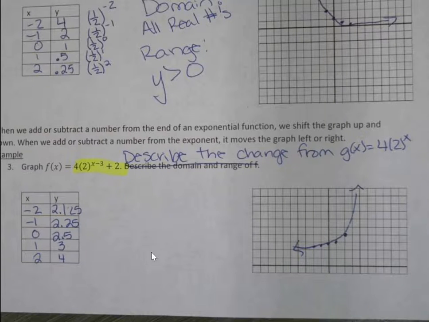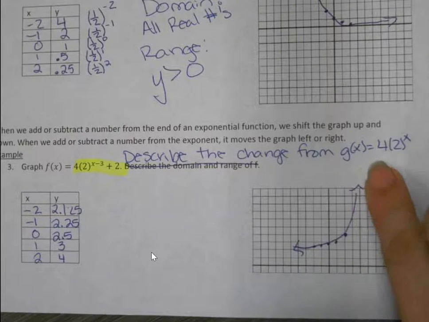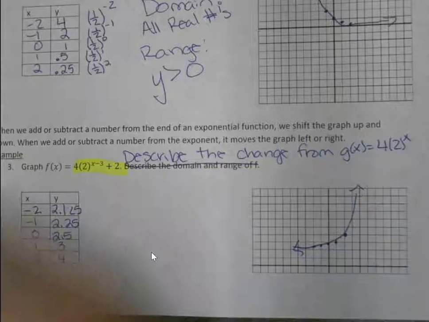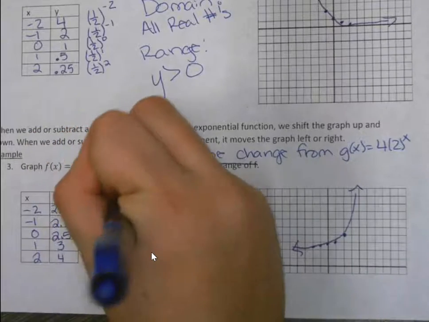Okay, so then this time I need to say the change from number 1. So number 1, it looked like it was about to hit the 0 line. What line does it look like it's about to hit now? 2. So it went up 2, right? Because it went from 0 to 2. So I'm going to say shifted up 2.